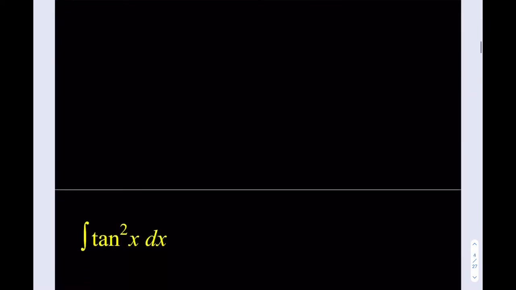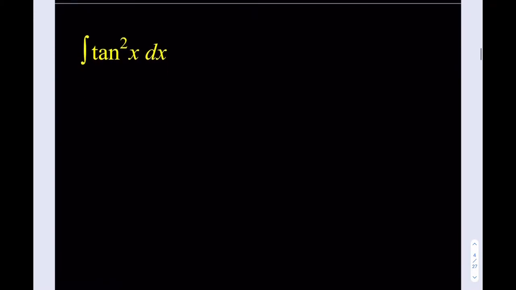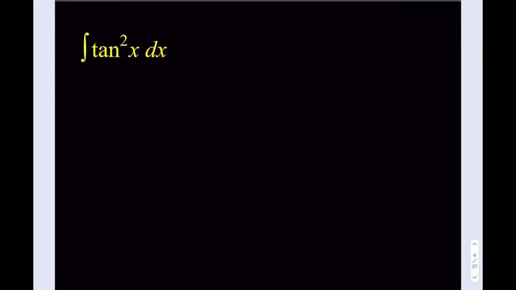The next problem is going to be the integral of tangent squared x. Okay, for this one, we're not going to use u substitution. We're going to use a different method here. Definitely, there are other ways to do this, but I'm just going to follow this particular method. Okay, so before we get into this problem, let me go ahead and talk about a couple facts here.